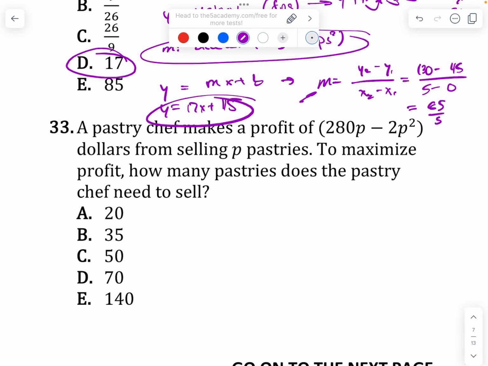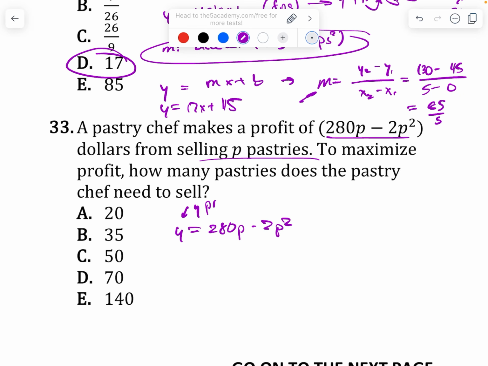A pastry chef makes a profit from selling pastries. To maximize profit, how many pastries does the pastry chef need to sell? So we need to find essentially where you reach the maximum value in this equation right here. So let's just say y is equal to 280p minus 2p squared, right? This is my profit. The unit of y is profit. P is pastries.